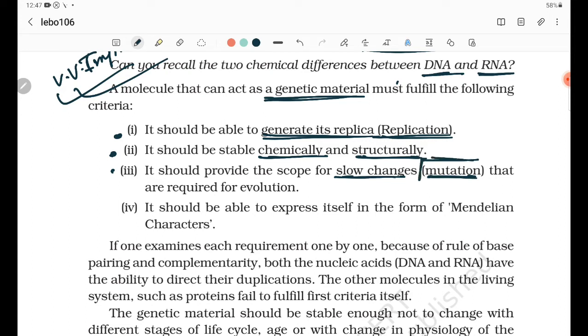So gene mutation is taking place, right? See, this mutation is very important. If the genetic material does not mutate, then evolution is not taking place. So evolution should take place. And the last is that it should be able to express itself in the Mendelian characters.